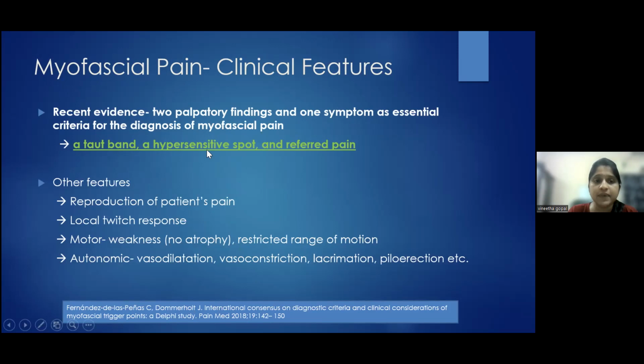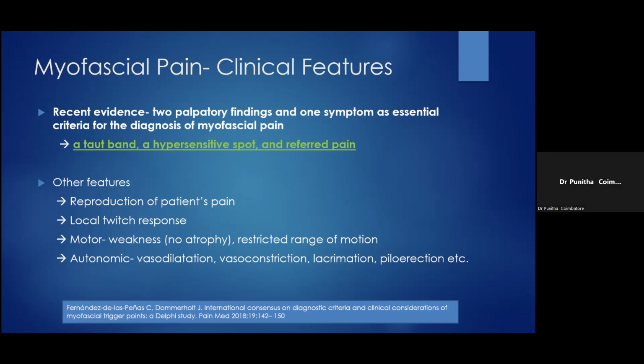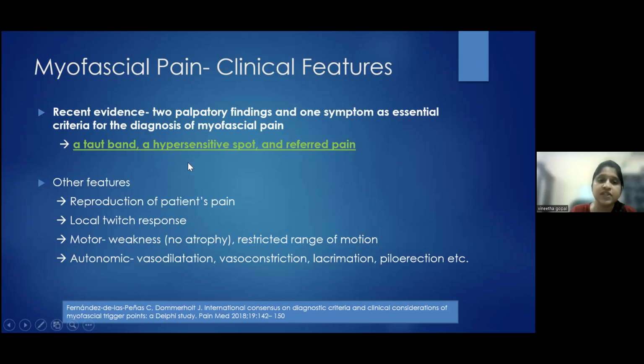Second is a hypersensitive spot within the taut band. A taut band and a hypersensitive spot within the taut band. And the patient should have referred pain, not just the local pain. For example, if the trapezius is involved, I'll show the picture. There is a common referral pattern for trapezius. So these patients will show referral pain along that particular pattern. So these three are essential for the diagnosis of myofascial pain syndrome.